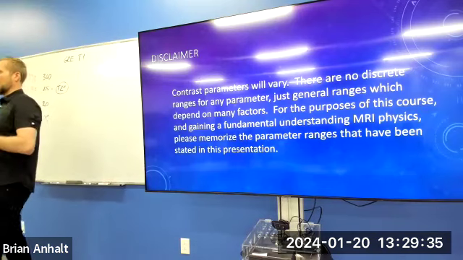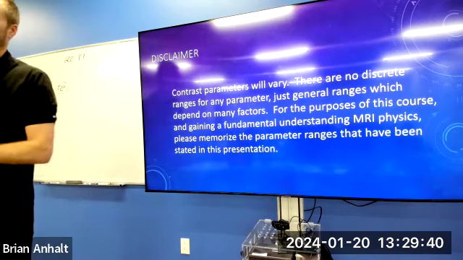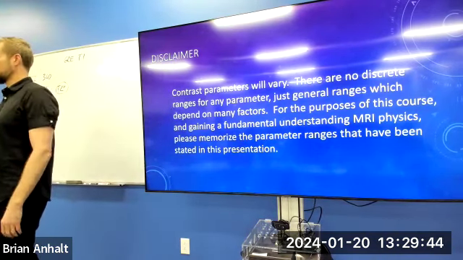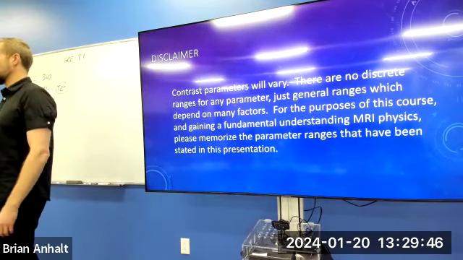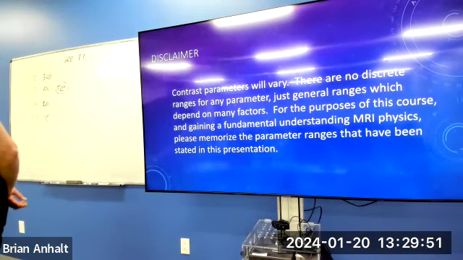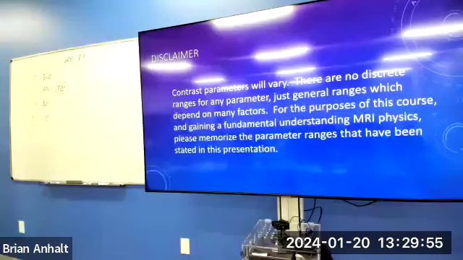What's the difference between gradient echo and spin echo? What are the benefits of running one versus the other? What are the disadvantages of gradient echo? What are the advantages of gradient echo? And how do I achieve all of the different contrasts in gradient echo and in spin echo?